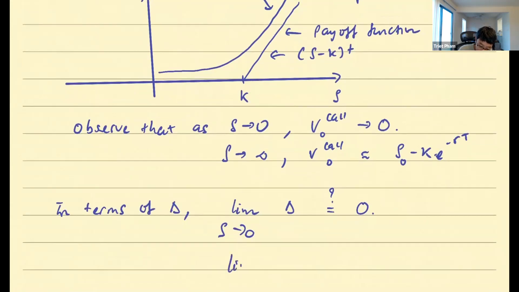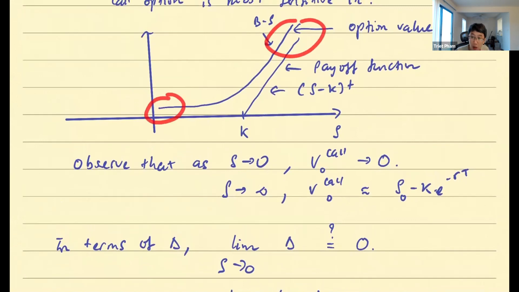So in terms of delta, as S goes to infinity, as you are very deep in the money, you're very sure to make money, then the limit of the delta is 1. So if you're very deep in the money, then a $1 gain in the stock price will correspond to a $1 gain in the call option. That's what this says. And again, it's completely backed up by the picture of the payoff function and the option value. And we also do the calculation to verify this. But any question here?